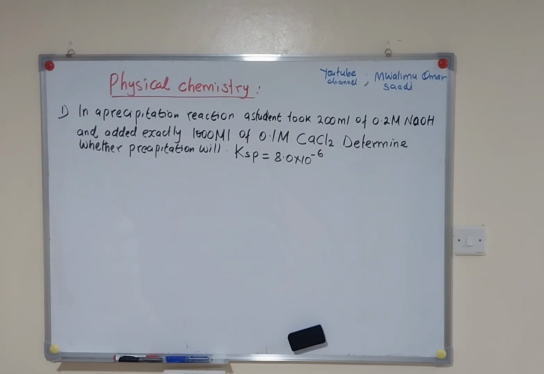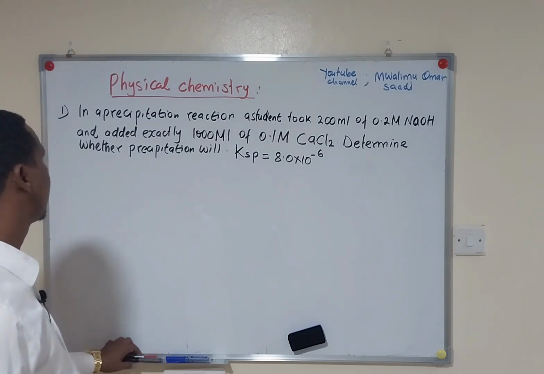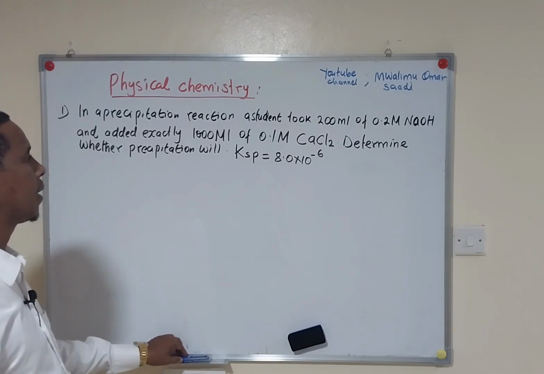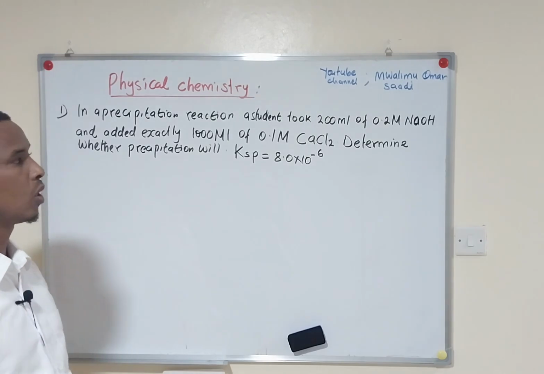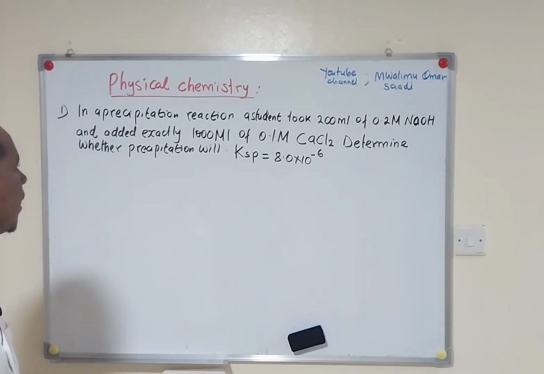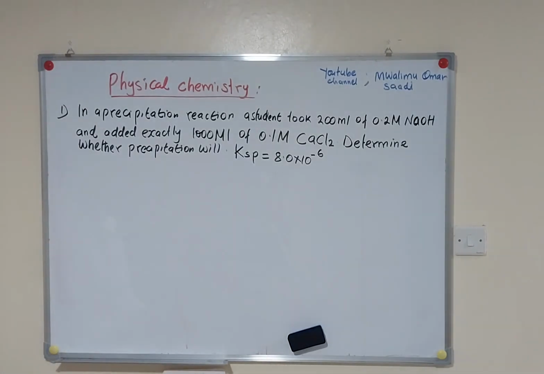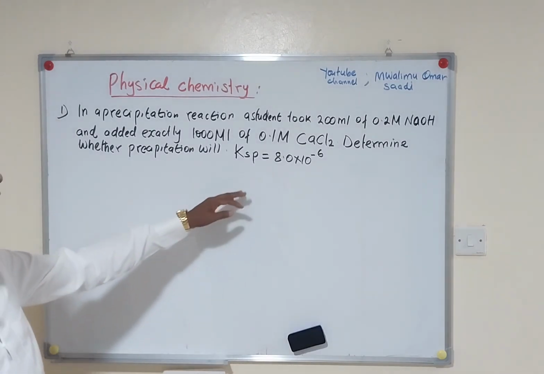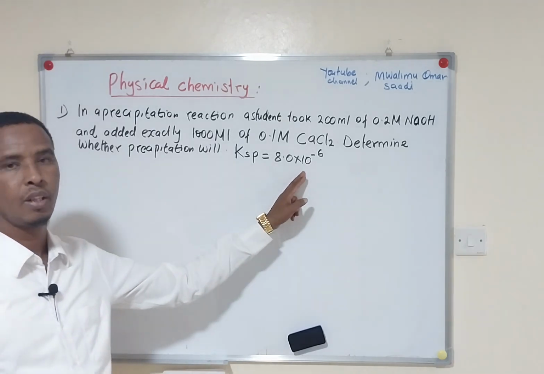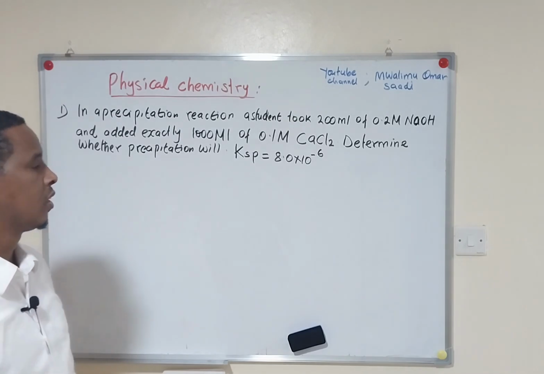We're told in a precipitation reaction, a student took 200 ml of 0.2 molar sodium hydroxide and added exactly 1000 ml of 0.1 molar calcium chloride. Determine whether precipitation will occur, and we are given the KSP, solubility product, 8.0 times 10 raised to negative 6.